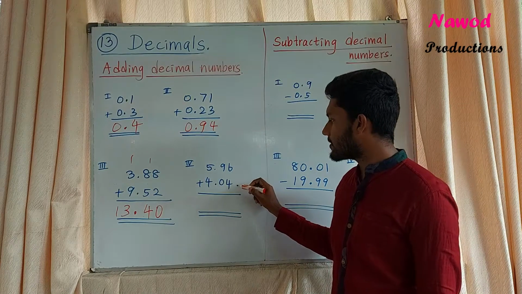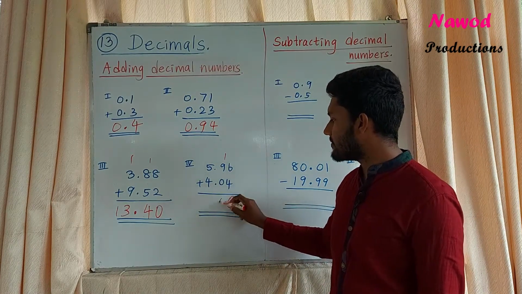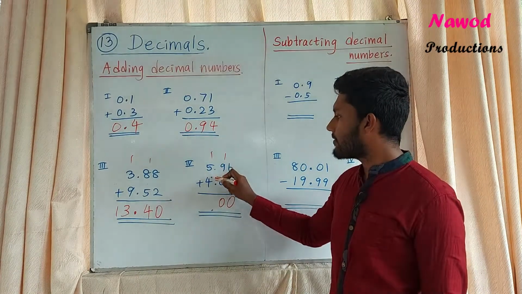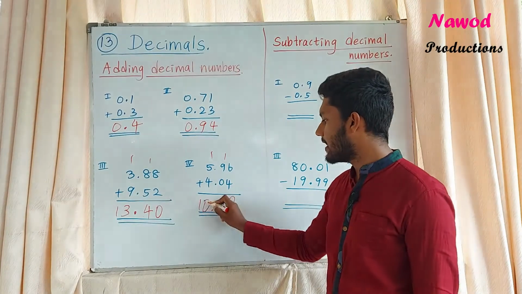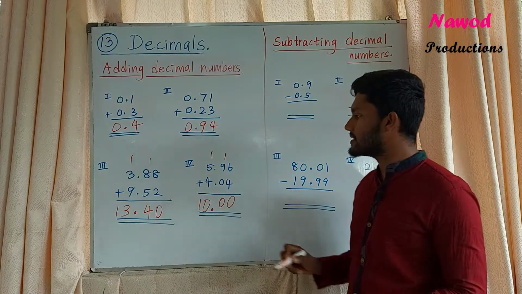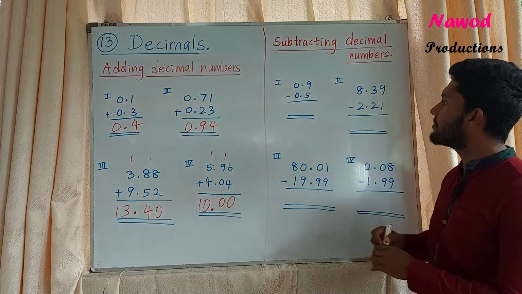6 plus 4, 10, 0, 1 is remaining. 9 plus 1, 10, 1 is remaining. 5 plus 1, 6, 6 plus 4, 10. 10.00 is the answer. Then here subtract in decimal numbers.